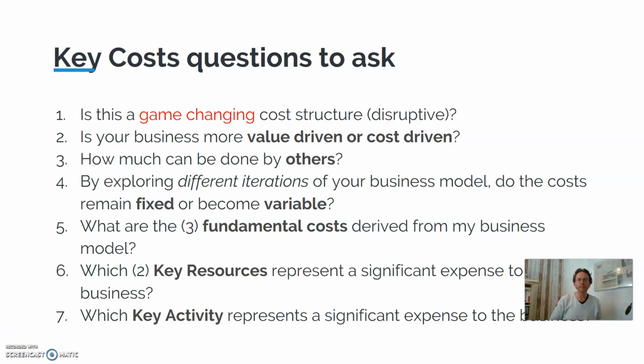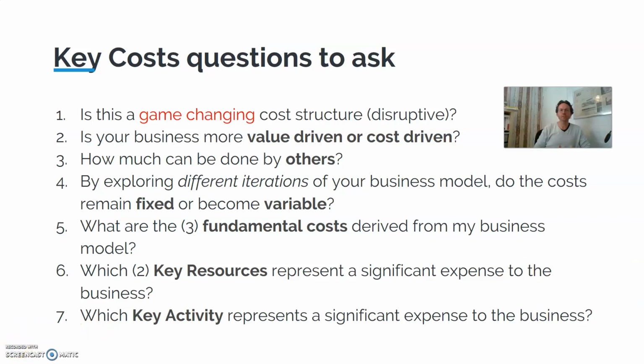The next question is, how much can be done by others? For example, outsourcing. H&M, for example, outsources a lot of its production to Asia, and therefore is transferring a lot of costs to low-wage countries. The next question is, could you maybe change the cost from fixed cost to variable cost? Again, investors don't like fixed costs that much because they mean risk. So if you could in an iteration change the model to a more variable cost structure, that is interesting to investors.